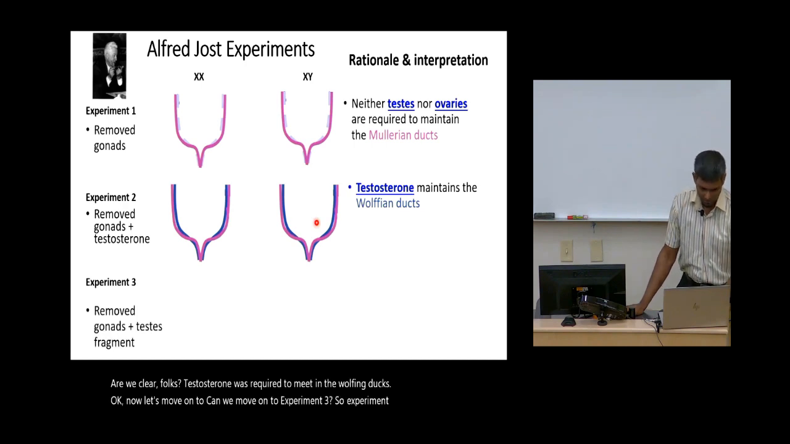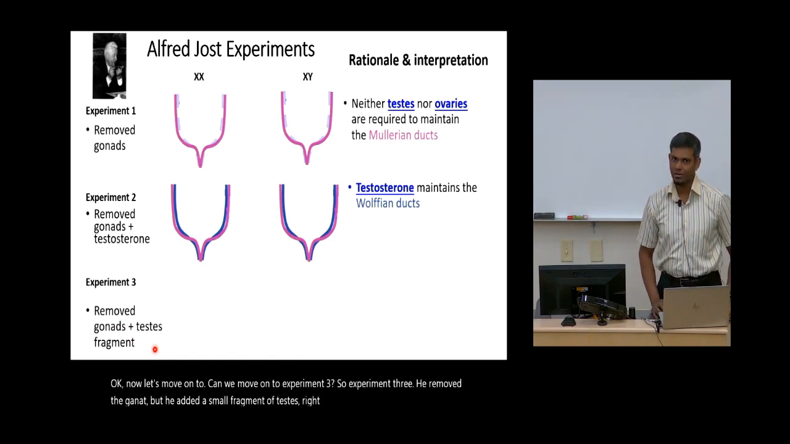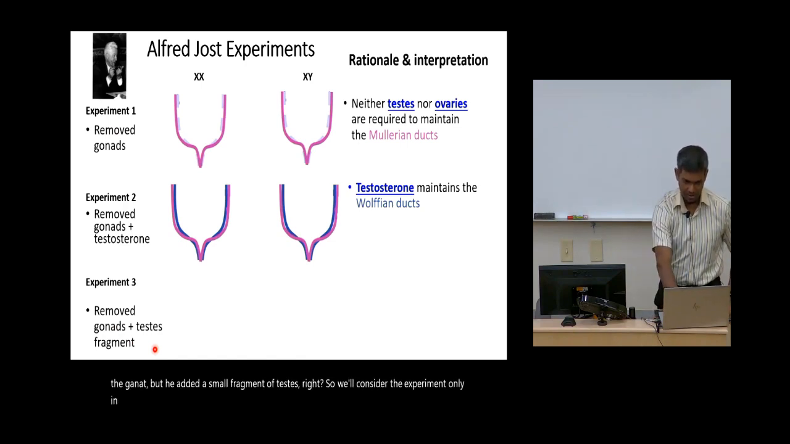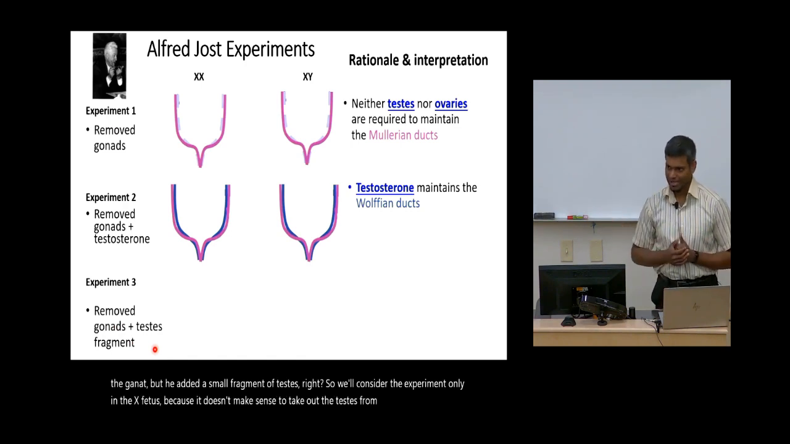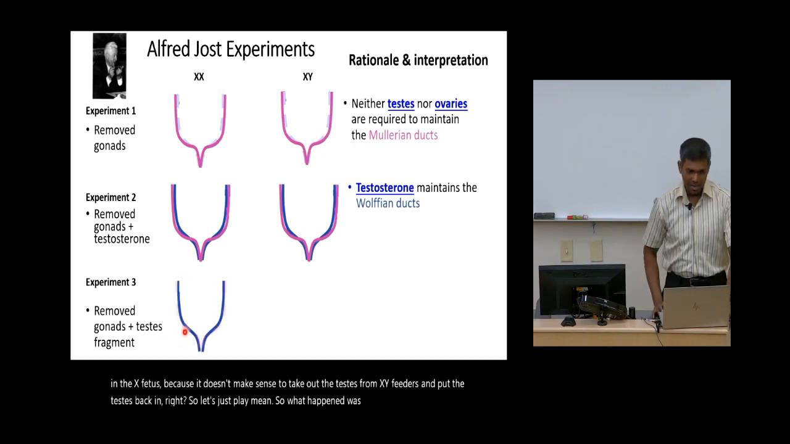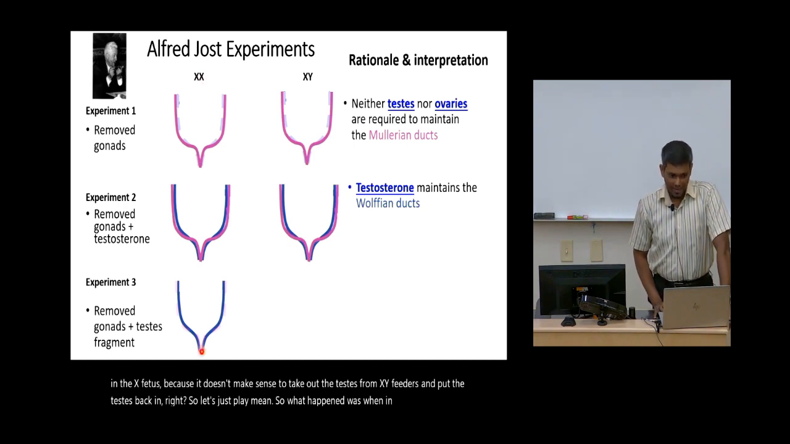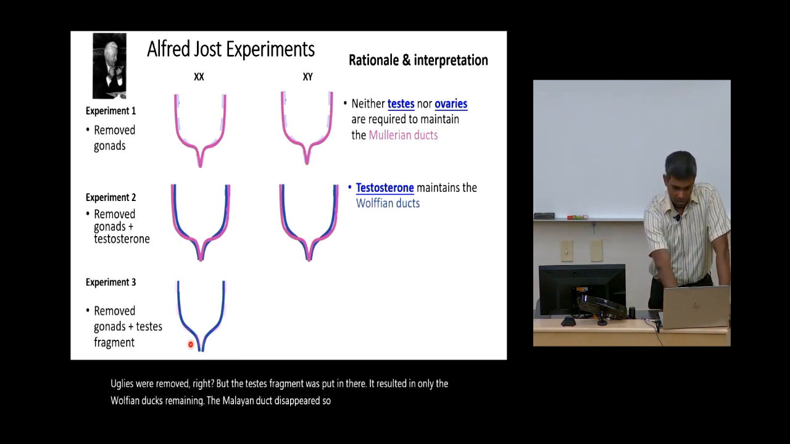In experiment 3, he removed the gonads, but he added a small fragment of testes, right? We'll consider the experiment only in the XX fetus, because it doesn't make sense to take out the testes from an XY fetus and put the testes back in. That's just plain mean. So what happened was, in an XX fetus, when the ovaries were removed but the testes fragment was put in there, it resulted in only the Wolffian ducts remaining. The Mullerian duct disappeared.